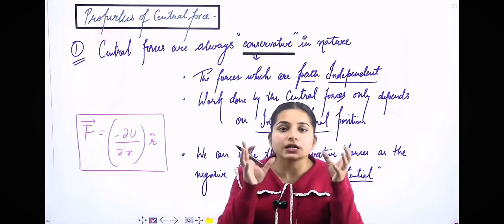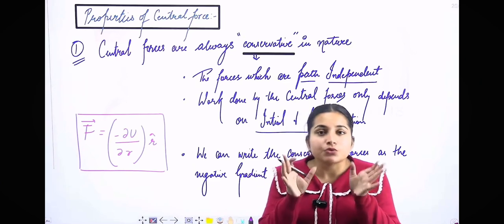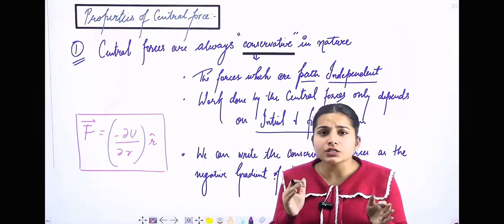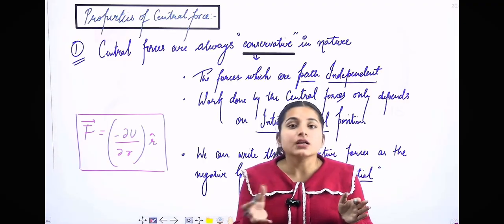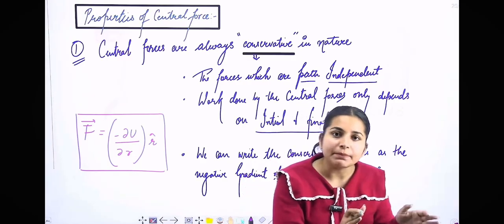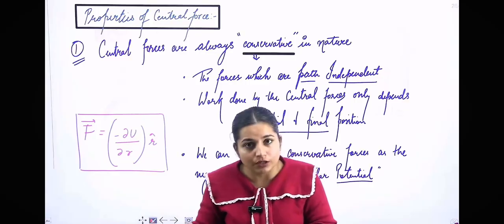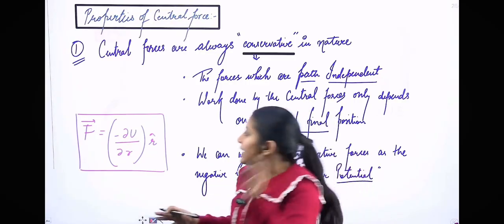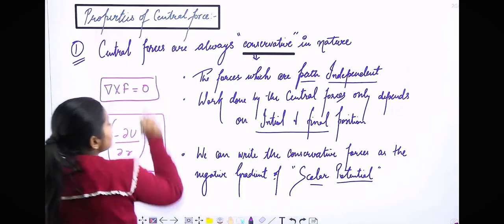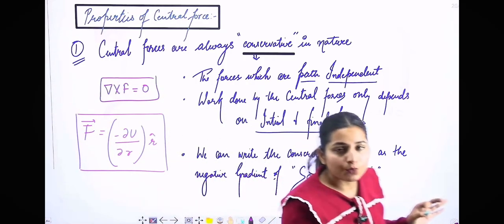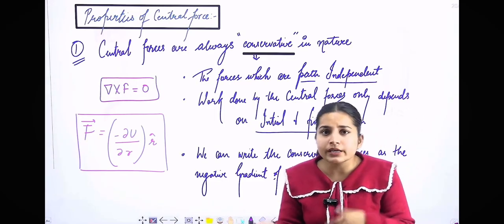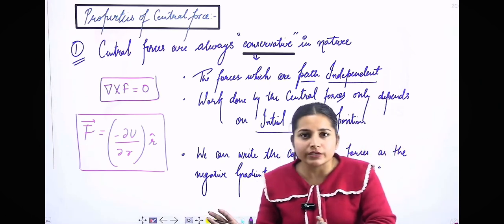And what do you mean by conservative forces? Conservative forces are path independent. That is, the work done by the conservative forces is path independent. The work done only depends upon the initial and the final position. And you must also know that whenever you take the curl of the conservative forces, it always comes out to be 0. So whenever you need to check whether a force is conservative or not, you just take out its curl. If it comes to be 0, the force is conservative.